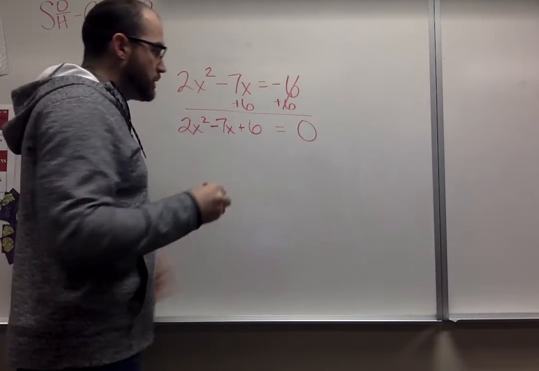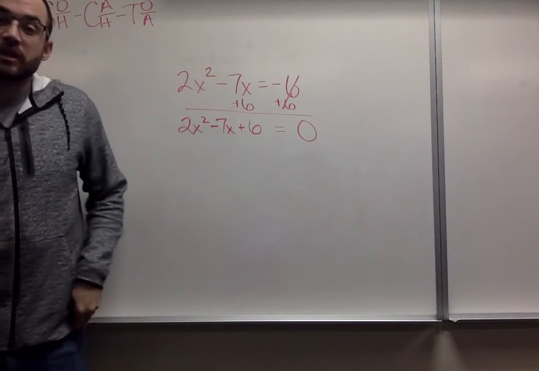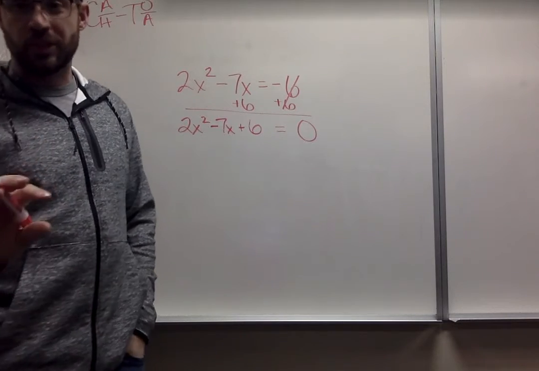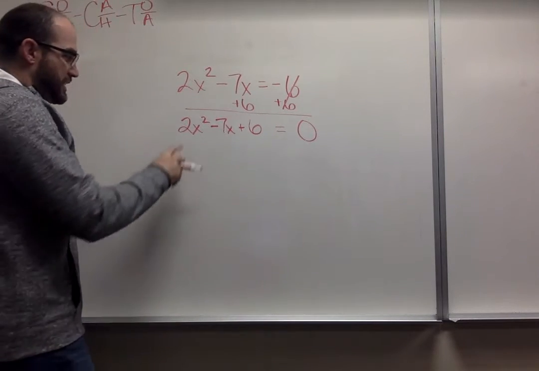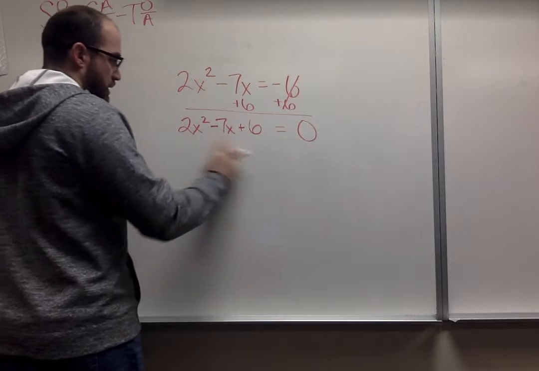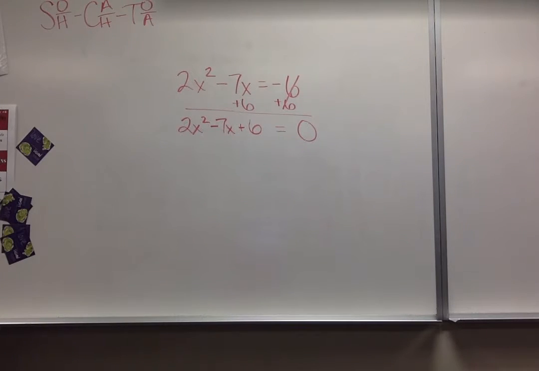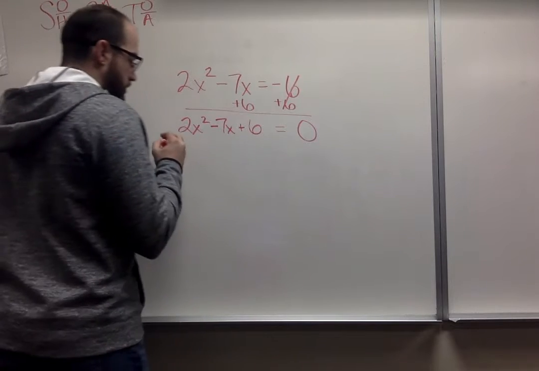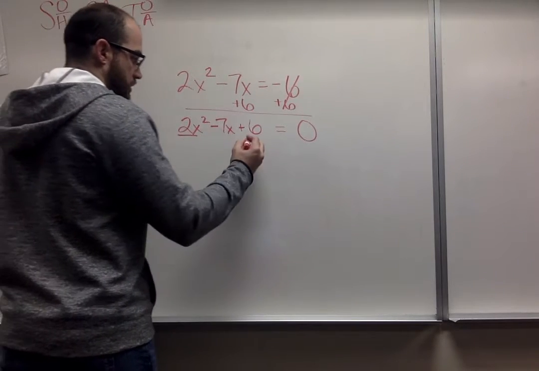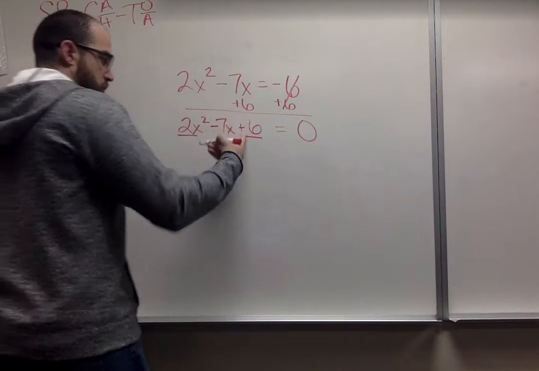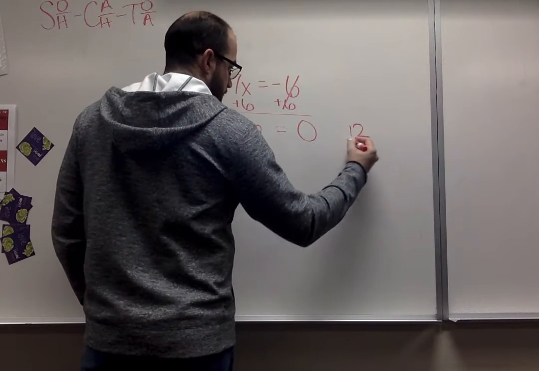Okay. Once I have it set equal to 0, now this becomes our regular factoring problem. First, you have to check to see if there's a greatest common factor. So here I've got a 2, a 7, and a 6. The 2 and 6 can both be divided by 2, but the 7 can't. So at this point, I know there's no greatest common factor. So now I'm going to do my AC, multiplying my first term times my last term. 2 times 6 gets me 12.